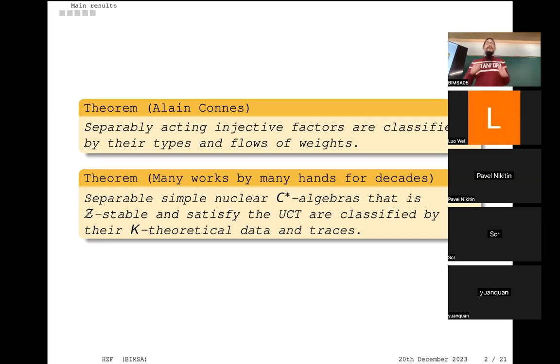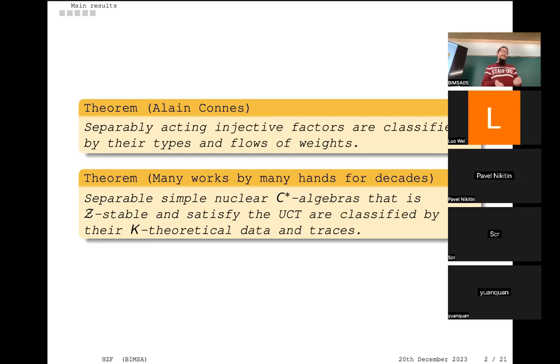Separable means that this C-star algebra has a countable dense subset, and simple means that it does not have any non-trivial closed two-sided ideal. Nuclear means that when you consider the tensor product of this C-star algebra with another C-star algebra, there is only one choice of the completion of the algebraic tensor product. And this calligraphic Z stands for a special kind of C-star algebra, which admits the same K-theory as that of the complex numbers.